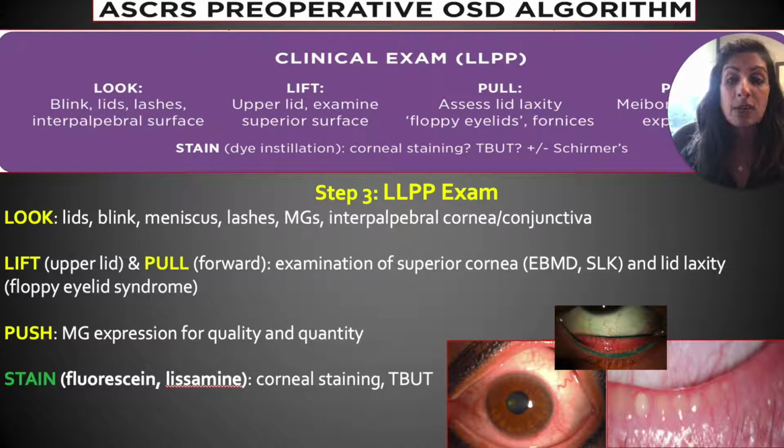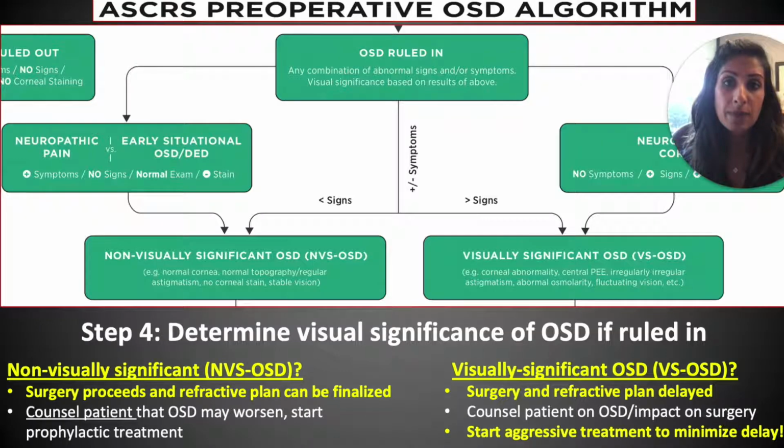Stains and vital dyes, so fluorescein or lissamine green, those are readily available. I like to use the strip form in my own clinical practice, and that can highlight lots of corneal pathology as well as corneal staining and signs of dry eye.